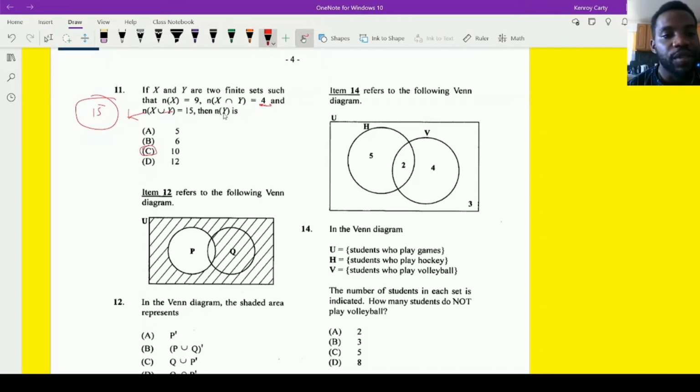All right, and why do we subtract? Because remember the intersection is counted twice. So that is why you actually have to subtract it.